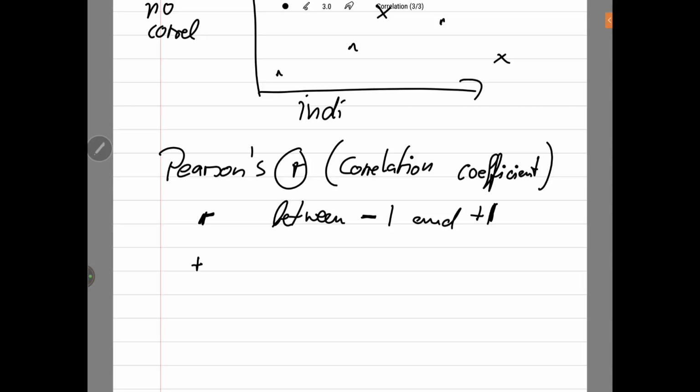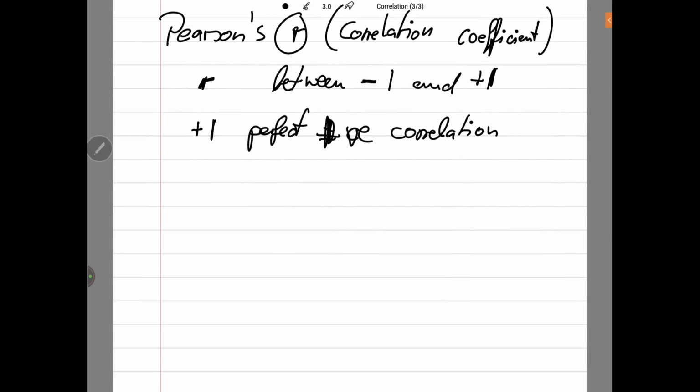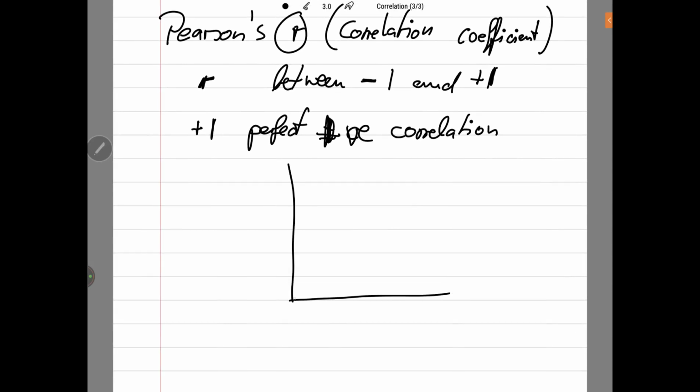So, a positive R value of +1 indicates perfect positive correlation. Or in other words, all the points are exactly on a line of best fit. That is what +1 R would look like.